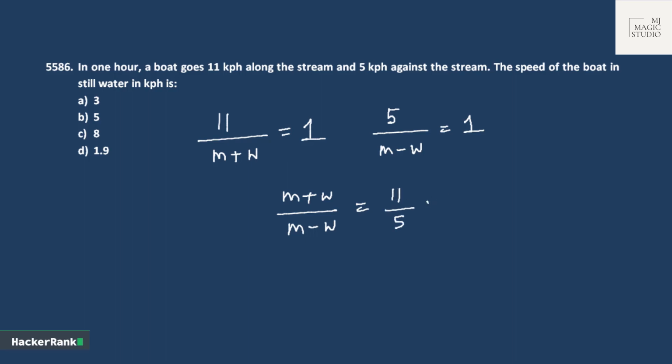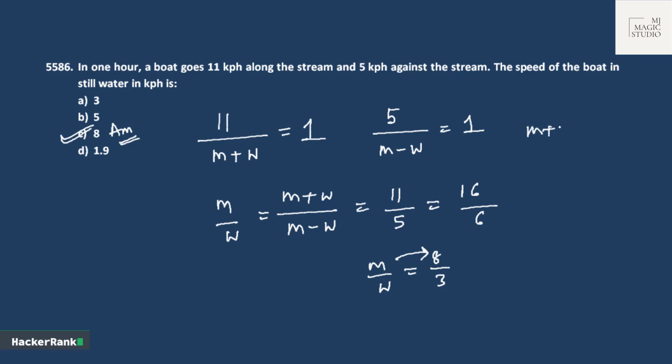We just need to do componendo dividendo. We will get 11 plus 5 is 16 and 11 minus 5 is 6. This will give us the ratio of m by w. So m by w is 8:3. We can check it here. What is the speed of boat? Speed of boat is 8 or multiple of 8, but here we have got only 8. Or we can frame two equations and solve. That is also fine. M plus w is 11, m minus w is 5, add up 2m is 16, m is equal to 8. That is what we are looking out for.